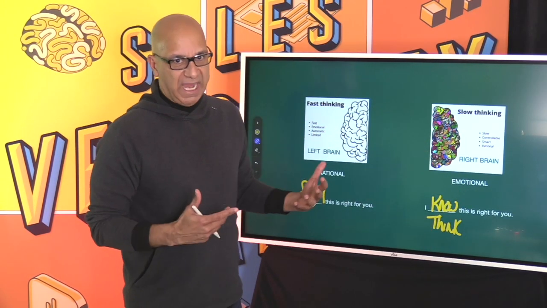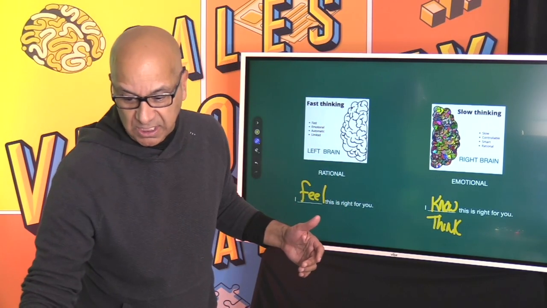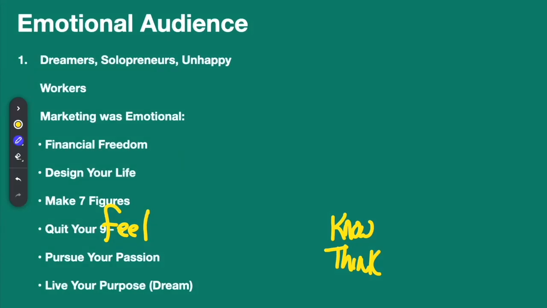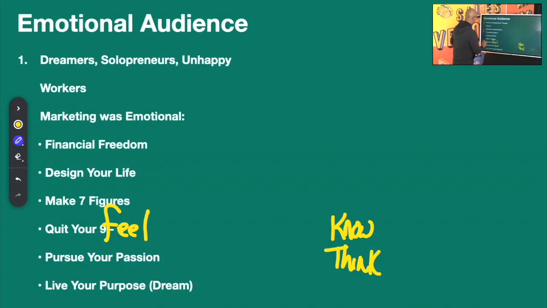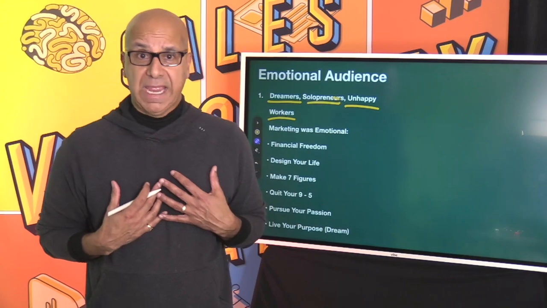When you're talking to this side of the brain, it's rational, right? You walk them through a sequence. Let me give you some more detail. For example, an emotional audience, I had dreamers. I've talked to solopreneurs, people who are unhappy workers. When you're talking to people like this, they want to feel better. They're not feeling good about where they're at.